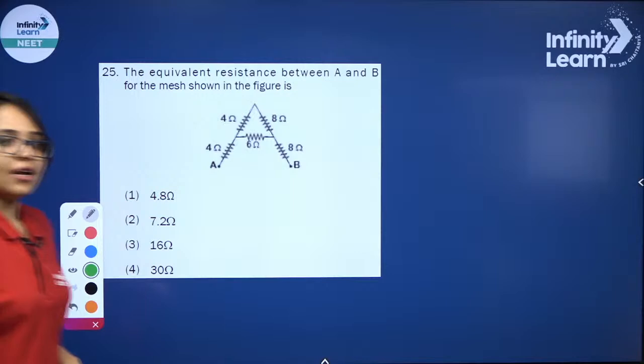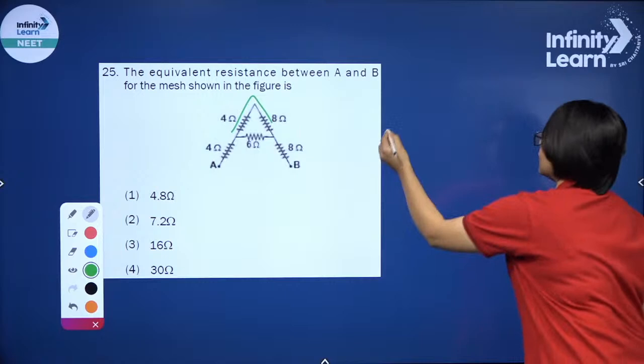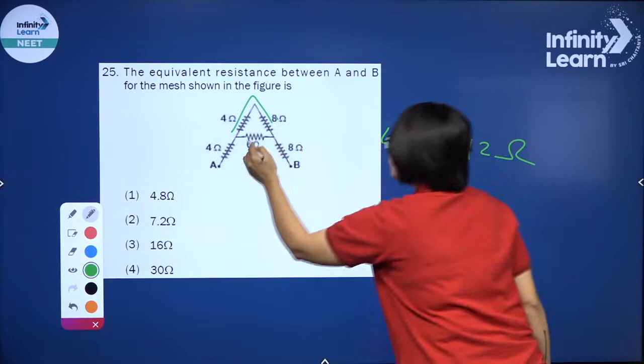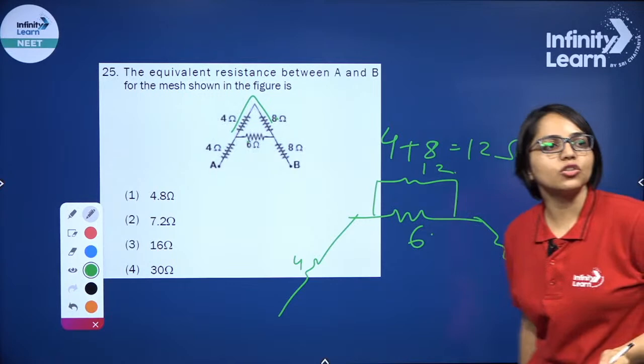All right guys, look, a very nice question. The equivalent resistance between A and B for the mesh shown in the figure: 4 and 8 are in series. So the combination of 4 and 8 will be 4 plus 8, that is 12 ohm. Now 12 ohm is in parallel with 6 ohm, this is 6, this is 12, and 4 and 8 are still there.